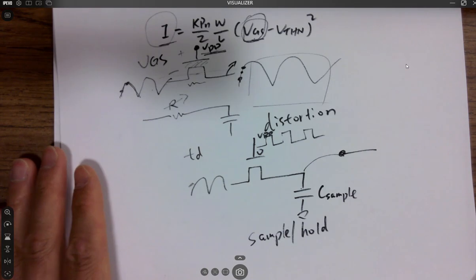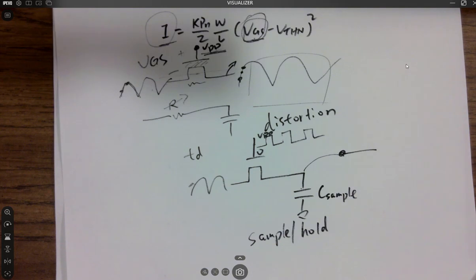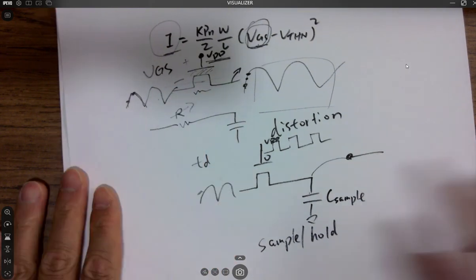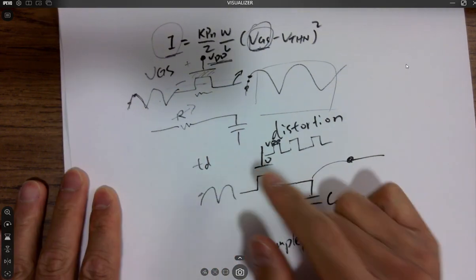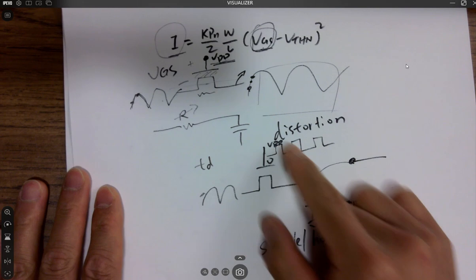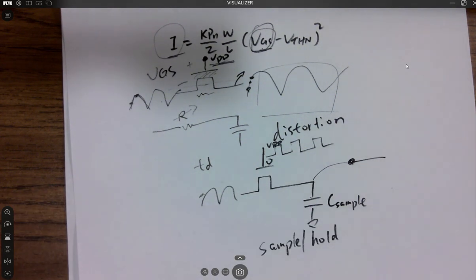But it doesn't work well because of distortion, right? Because you don't have a constant VGS. You do have a constant VG, but not constant VGS because the S is changing. Okay? So the whole paper, the entire paper is about how to solve this problem.